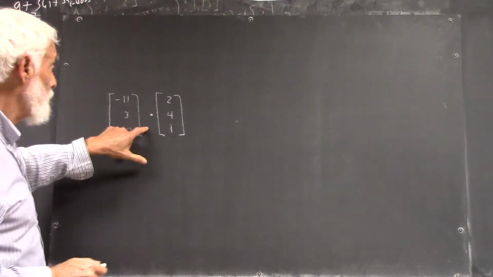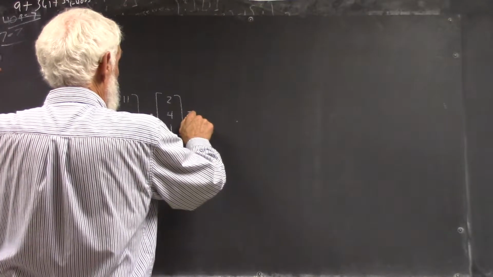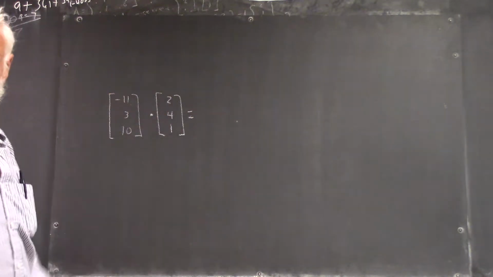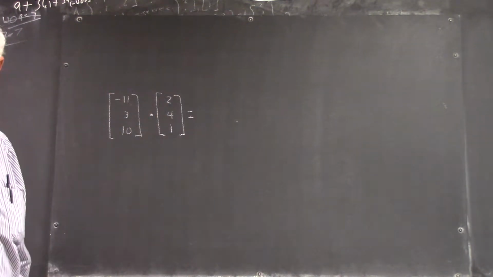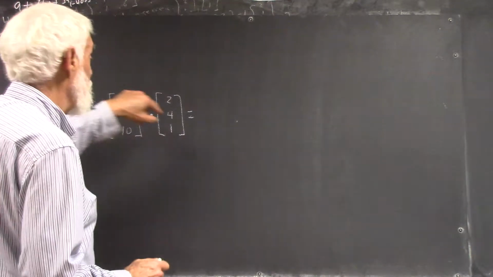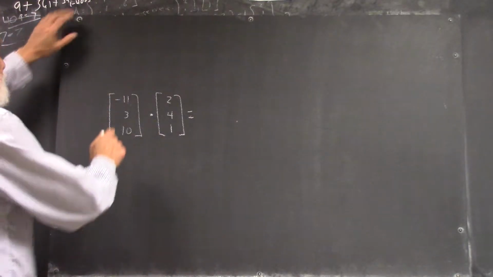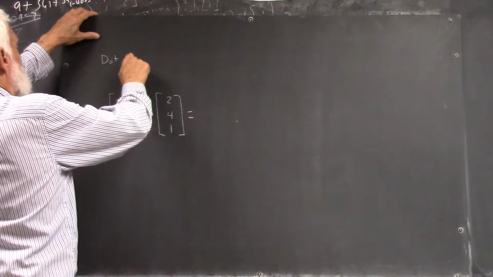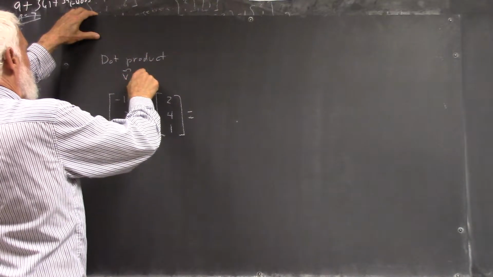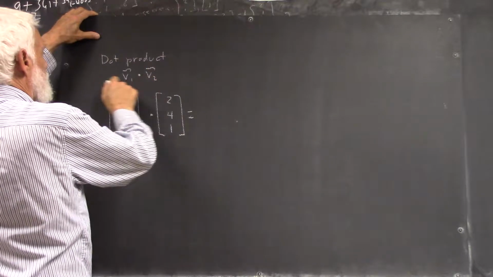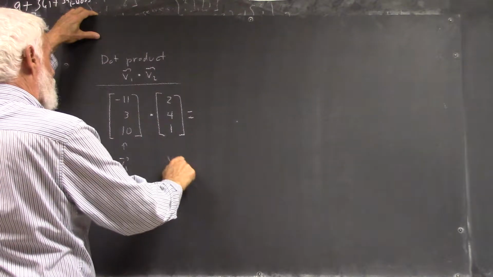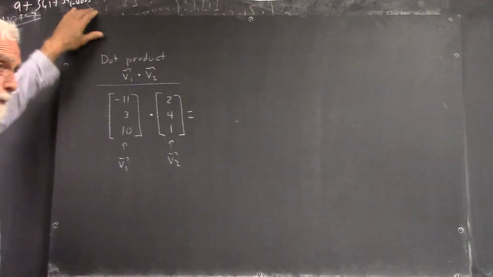Now this is called a dot product, and it's so simple that you wonder why we even do it. It's basically just what you would do if you made one of these a row and multiplied it by the other one as a column. This is a vector, we're dotting it with this vector. This vector is going to be our V1. This vector is going to be our V2.